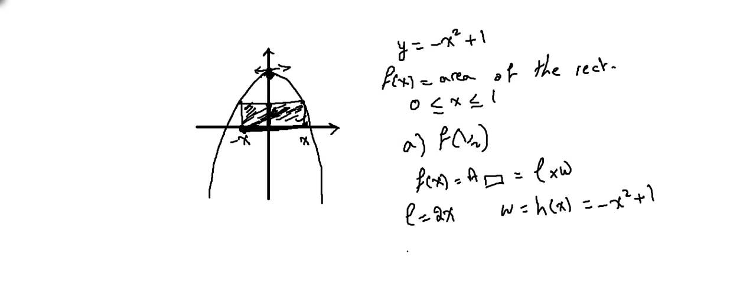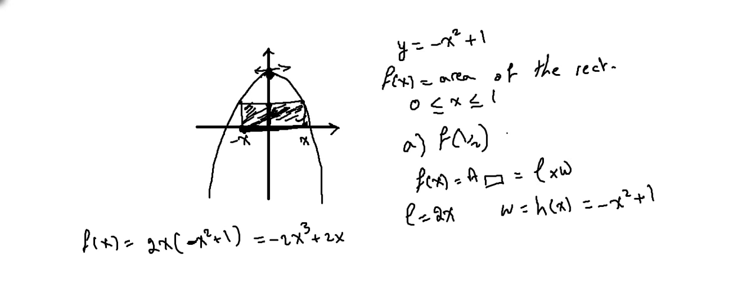All right. Now let me find the f of x. F of x will be the length, which is 2x, times the width, which is minus x squared plus 1, right? That will be equal to minus 2x cubed plus 2x. Okay, fine.